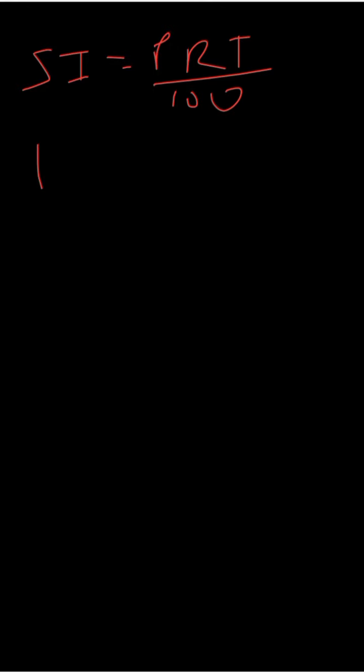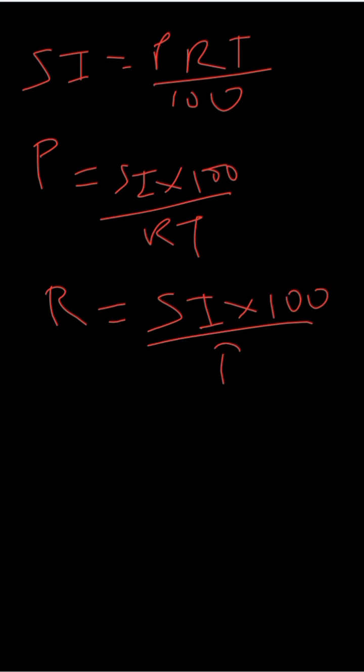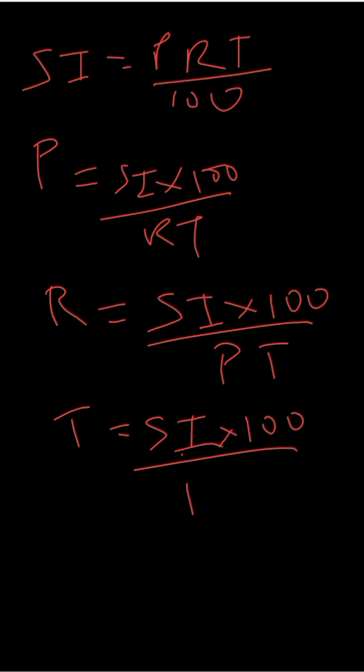Now let me just show you. If in your sum you want to find principal, and they have given you the interest, you can find it this way. If they tell you to find R, you can find it this way. It is called subject of formula, which you already studied in previous standards. I am making P the subject of formula. SI goes over here, that is SI into 100 upon RT.